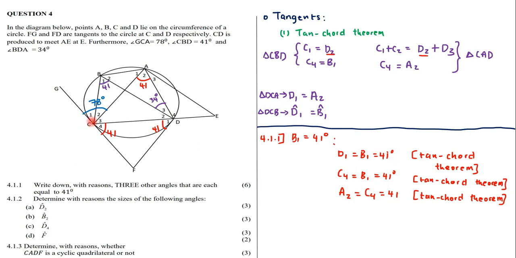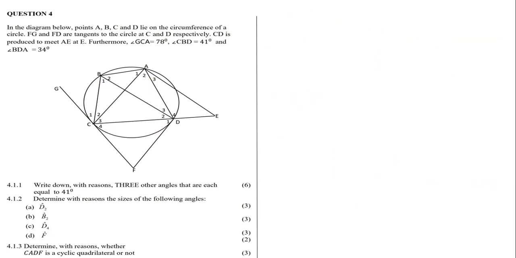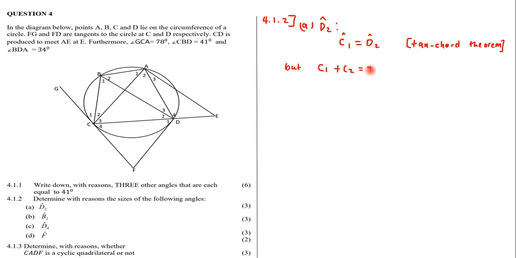By the looks of things here, I can see that C1, when you add it with C2, gives me 78, right? So I can say C1 plus C2 gives me 78. This was given, right? So this then means that C1 is 78 minus C2.